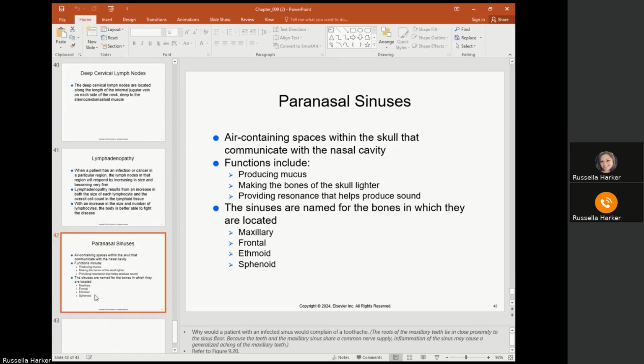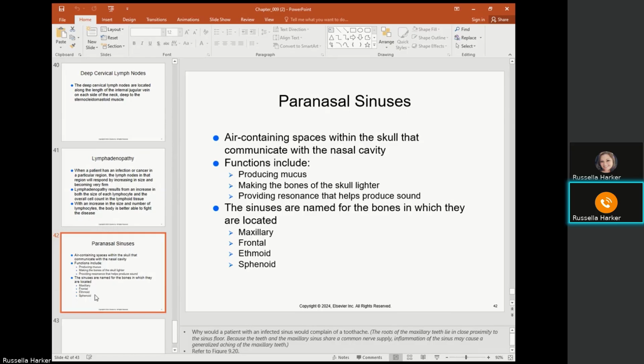So your paranasal sinuses are the air-filled spaces within the skull that communicate with the nasal cavity. The different functions that they have are to produce mucus, to make the bones of your skull lighter, and to provide resonance that helps produce sound. Each sinus is named for the bone in which it is located. So you have a maxillary sinus, a frontal sinus, an ethmoid sinus, and a sphenoid sinus.